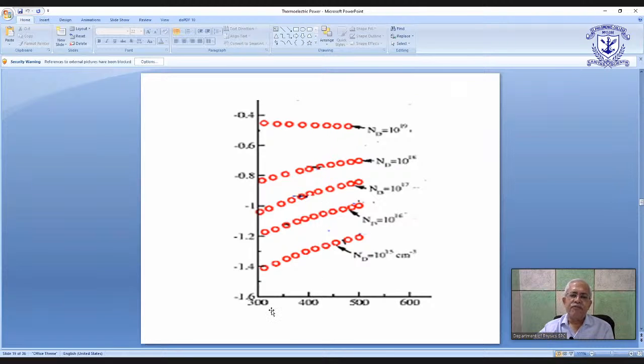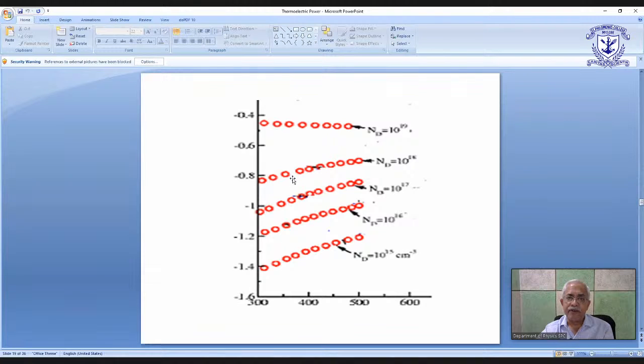Secondly, if we look at a particular semiconductor with a certain doping density, say 10 to the power of 17, the Seebeck coefficient gently increases as the temperature is increased. Okay. So these are the two aspects which we note from this graph. One is variation connected to the doping density. Higher the doping density, lesser is the Seebeck coefficient. And secondly, as the temperature increases, the Seebeck coefficient also decreases.